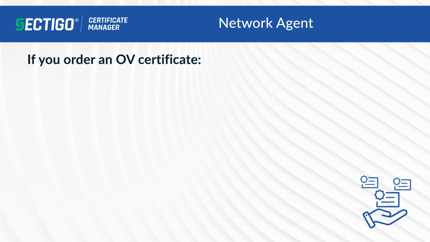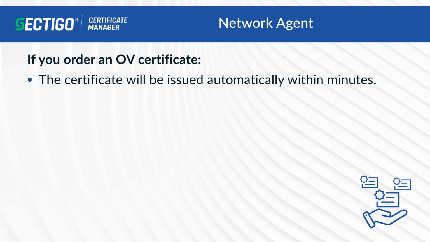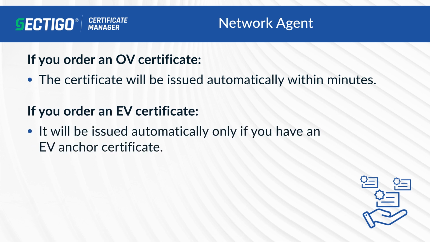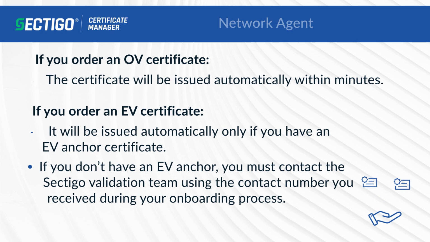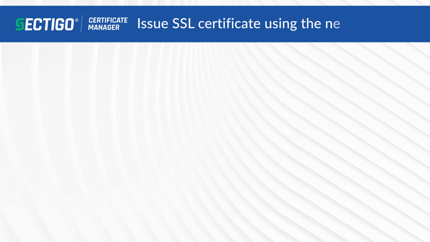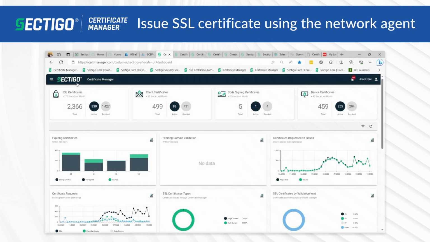If you order an OV certificate, the certificate will be issued automatically within minutes. If you order an EV certificate, it will be issued automatically only if you have an EV Anchor certificate. If you don't have an EV Anchor, you must contact the Sectigo validation team using the contact number you received during your onboarding process. We will now detail the issuance of an SSL certificate using the network agent.